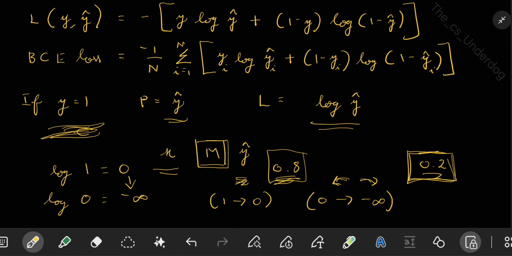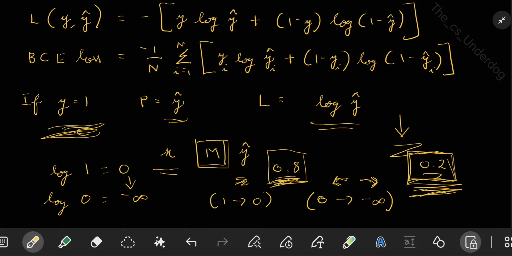Then log of 0.8 will be a value closer to 0 and log of 0.2 will be a value which is closer to minus infinity, which means that is a smaller value. Even though it is larger in magnitude, because of the negative sign, it is considered a smaller value. Here for 0.8, because it is a negative number but closer to 0, that will be a larger number than whatever you got for 0.2. This is logically the reverse of what you want.